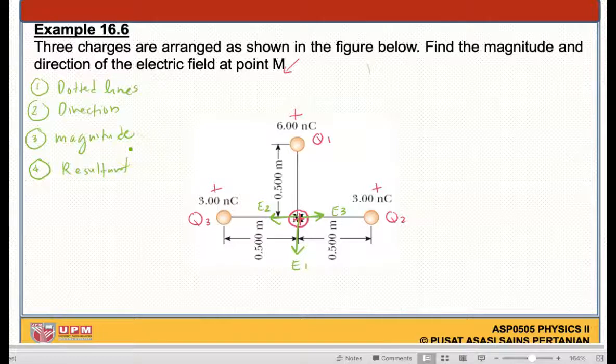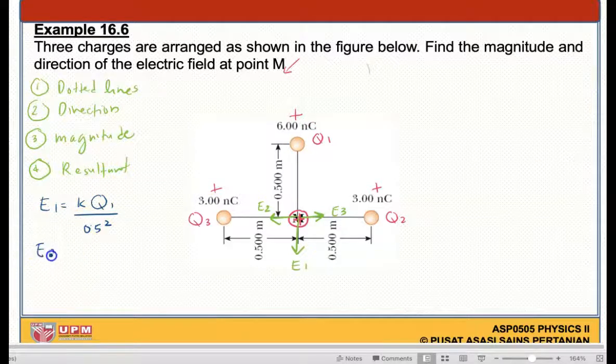Okay, so magnitude. We have E1, E2, E3. Let's find out what it is. E1 is... What is the equation for electric field? It is kQ1. Remember, this is 1, so this should be 1 as well. The distance between charge 1 to the test charge, so 0.5 meter squared. And what is the value for Q1? The value is 6 nanocoulomb. So later we plug in.